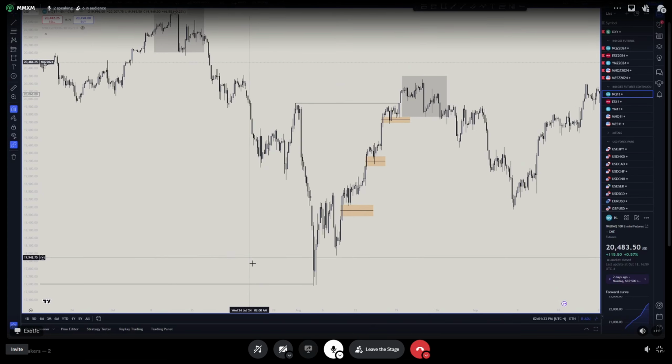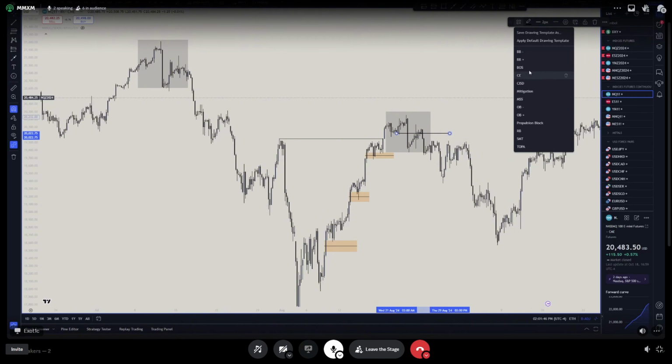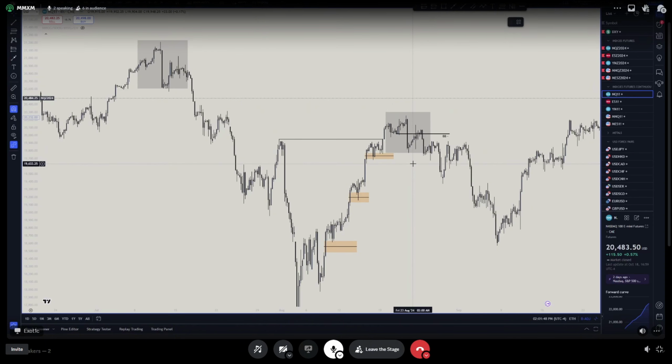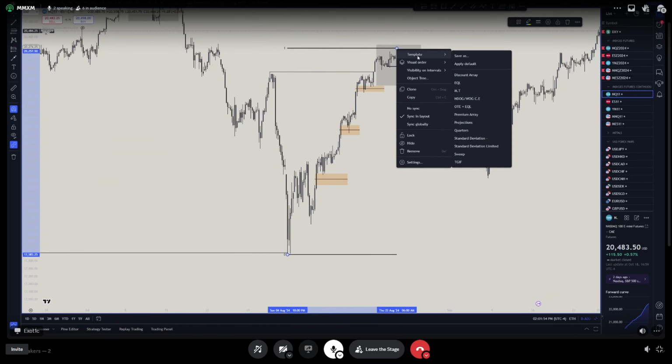So you get this sell model, you get this really nasty, not really clean buy model here, right? Then you get the sell model again. It looks almost identical here. Boom, breaker block, fair value gap, sell lower, right? Sell lower, right?